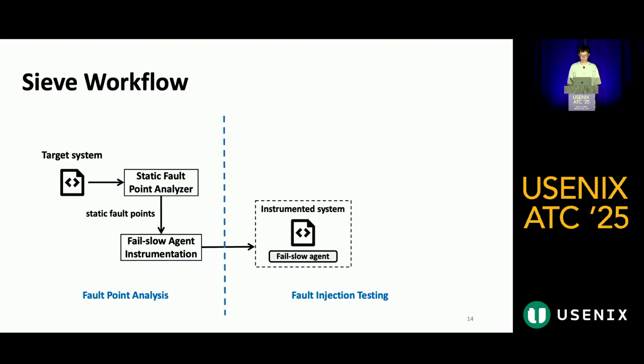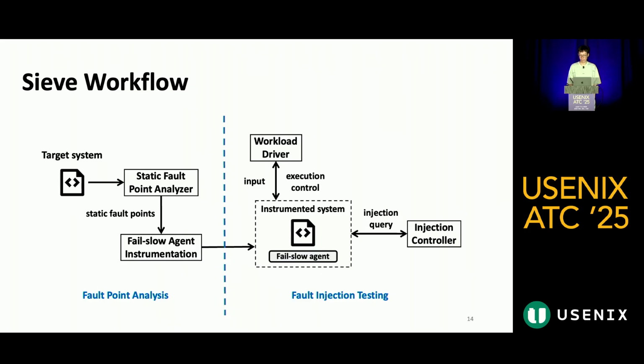For fault injection testing, the workload driver sends input and controls the execution of the instrumented system. The injection controller interacts with fail-slow agents and determines whether to conduct a fail-slow injection. The failure checkers will collect information from the cloud system and the workload driver to determine whether a bug occurs.